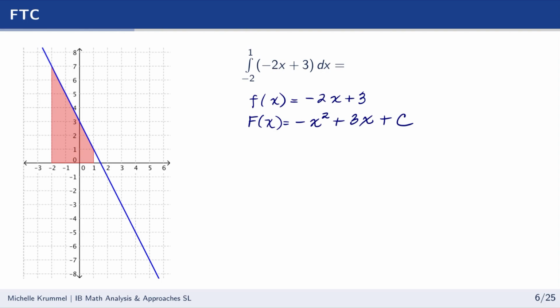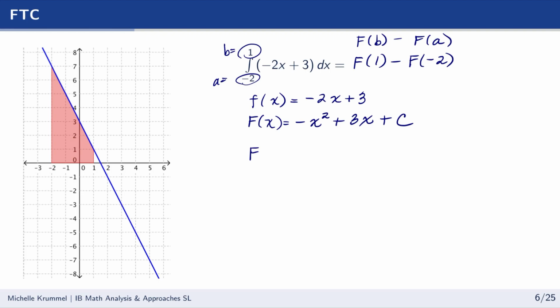And according to the fundamental theorem of calculus, the answer that we're looking for is big F of 1 minus big F of negative 2. This is the upper limit of integration, the b, and this is the lower limit of integration, the a. And we want f of b minus f of a. That's our setup here.